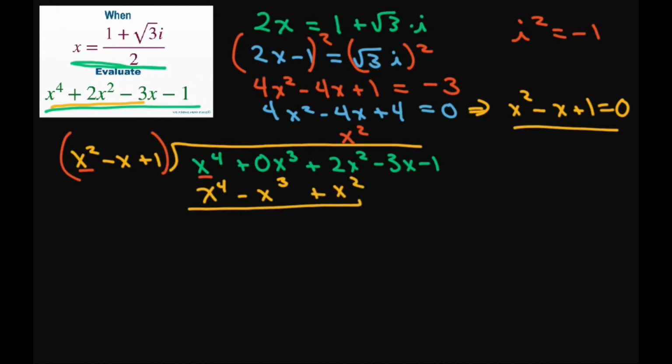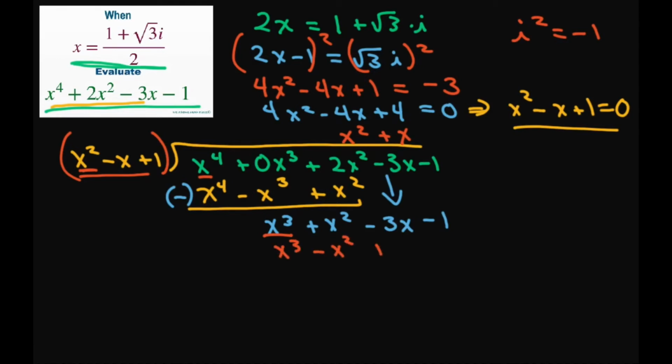And then we're going to subtract, and that eliminates the first term. That's why we picked that. So when you subtract each term, you're going to get x cubed plus x squared, and then we're going to bring down negative 3x. And we can also bring down the negative 1. All right. Now, what times x squared gives you x cubed? And that's just going to be x. So when you multiply this, that's going to give you x cubed minus x squared, and then plus x.